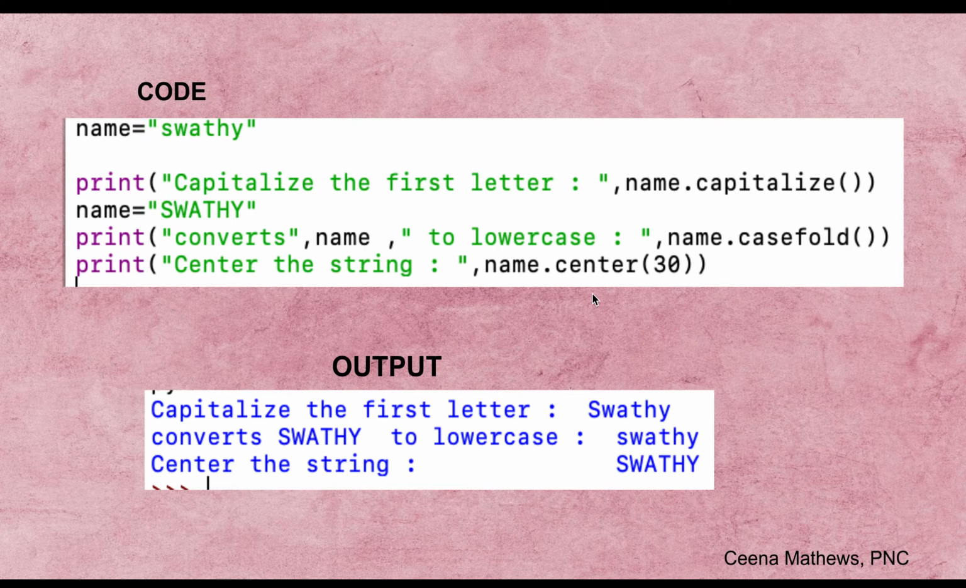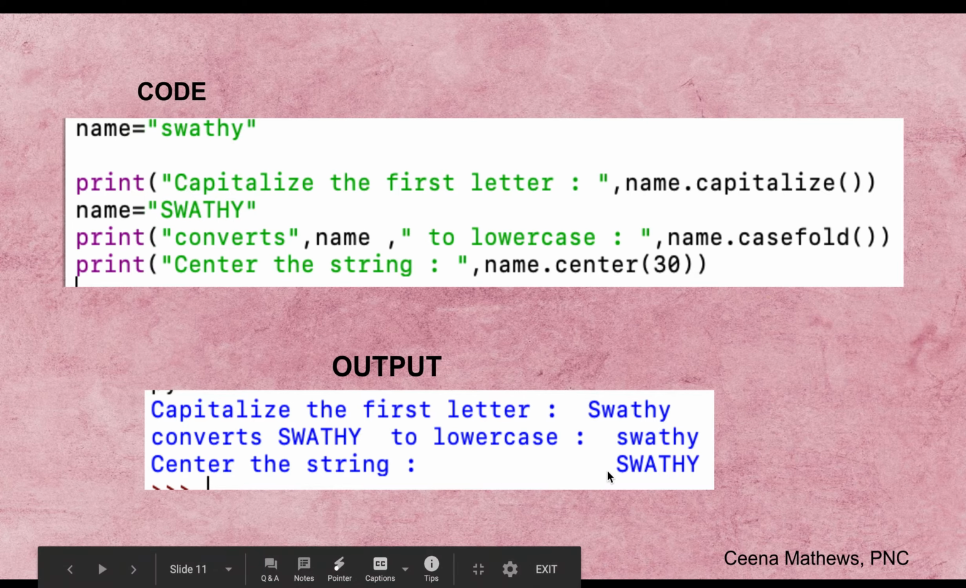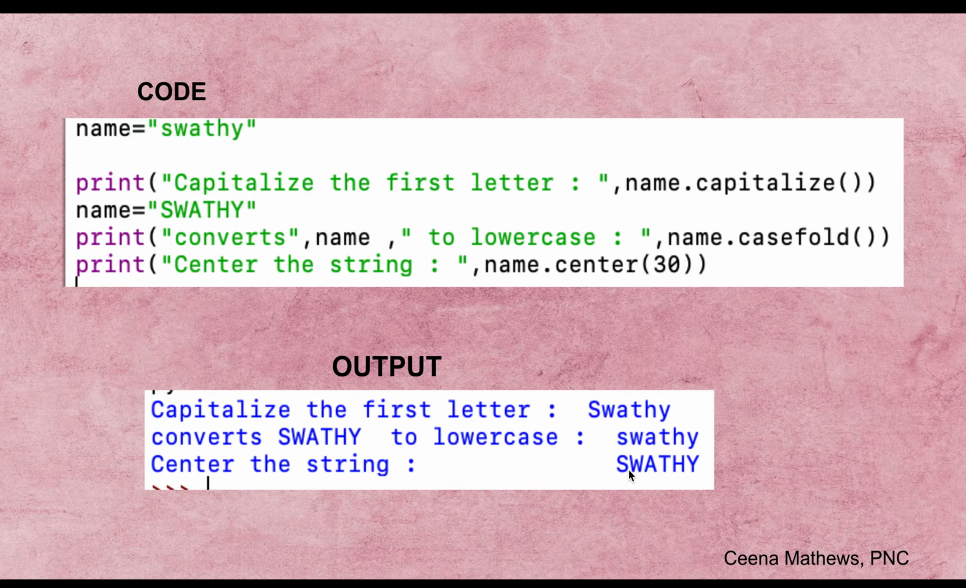And the next is using center. Since I have given here 30, it will center the string based on this number. That is, since the name has 6 letters, the remaining 24 will be printed as spaces. That is, 12 spaces on the left of the string Swati and 12 spaces to the right of Swati. That is total, it will have 30 characters, including the spaces.